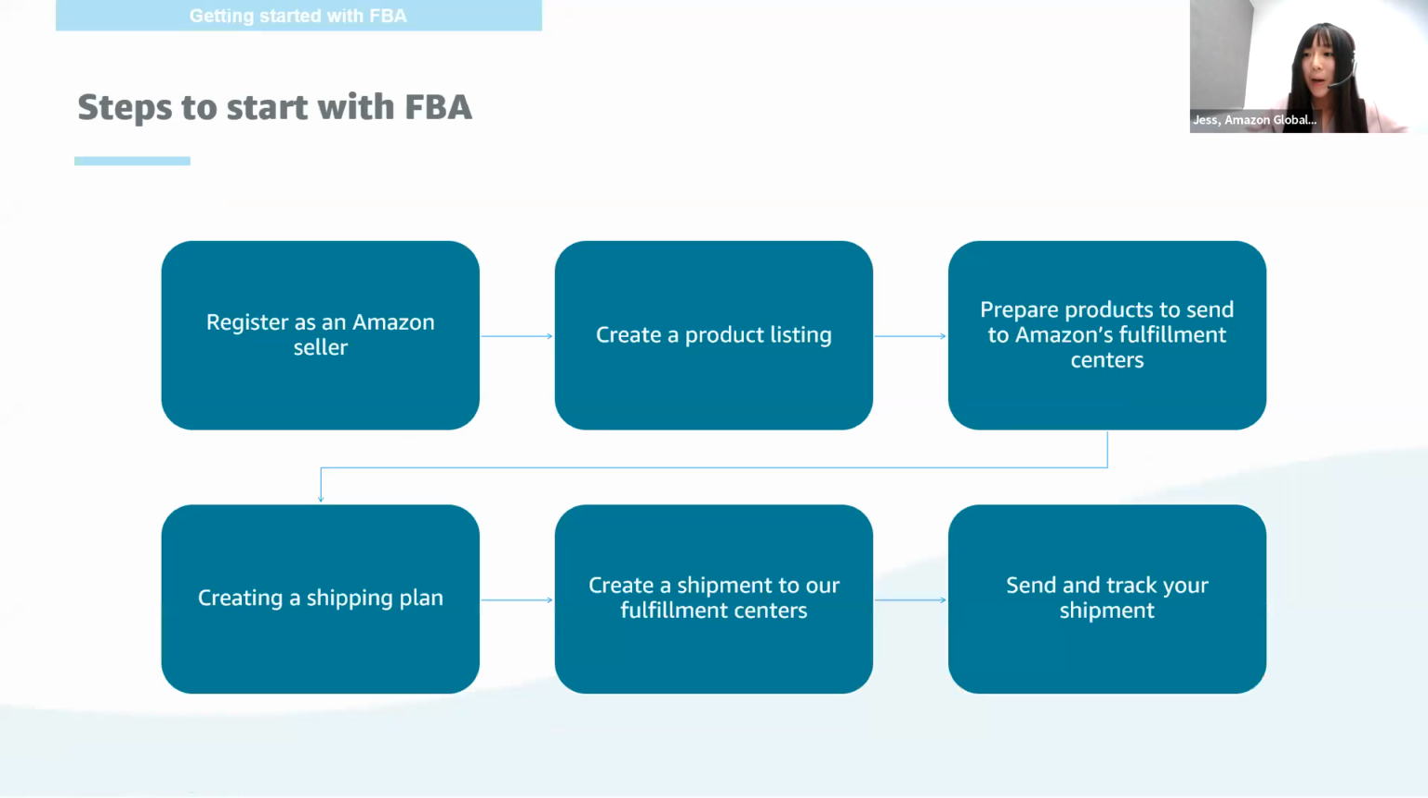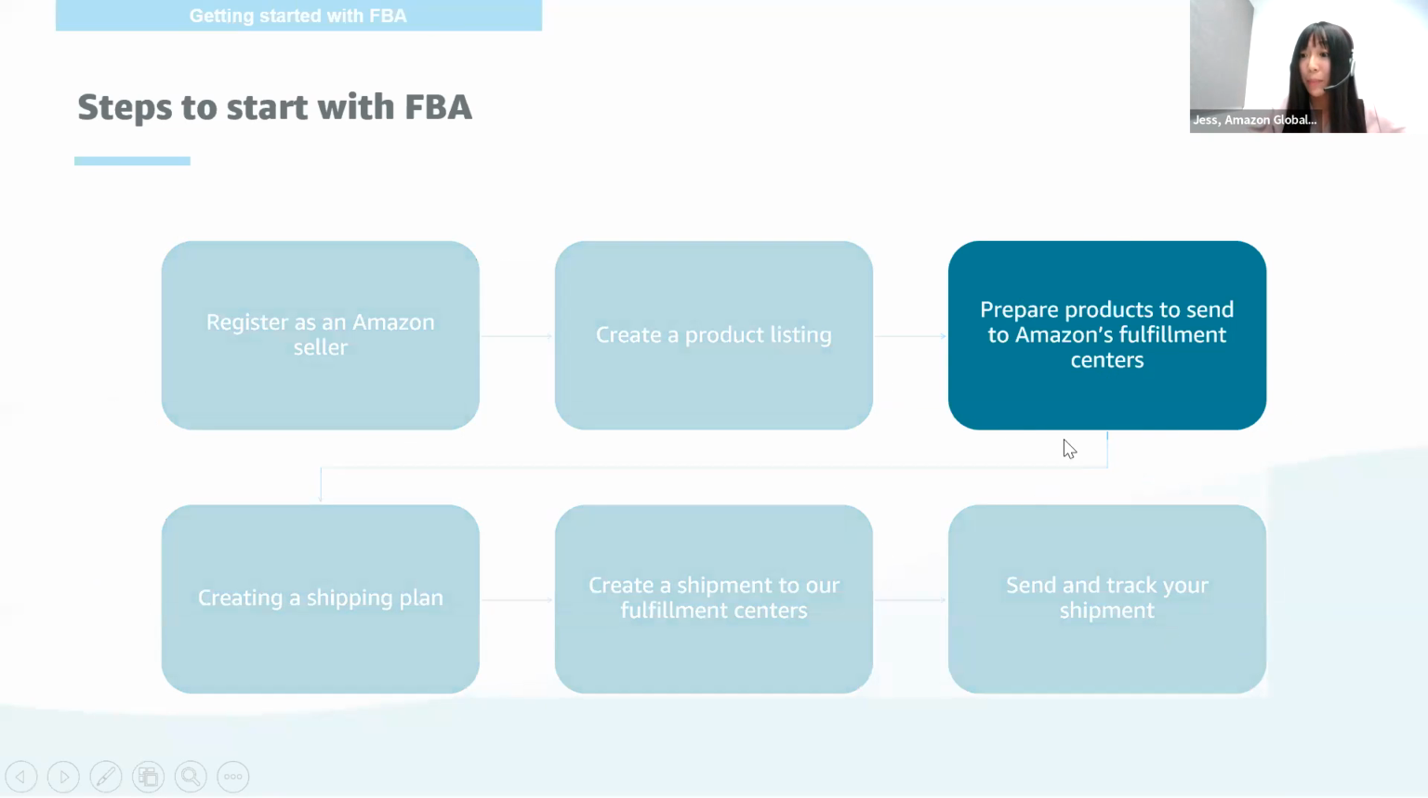All right, I would like to simplify the steps to start with FBA in 6 steps. Last week, I already covered registering as an Amazon seller as well as creating product listings. I don't think I have time to go through all of the rest today. So today, I will only cover how to prepare products to send to the Amazon fulfillment centers. I will cover creating a shipping plan in my next webinar, if you're interested to know about this.